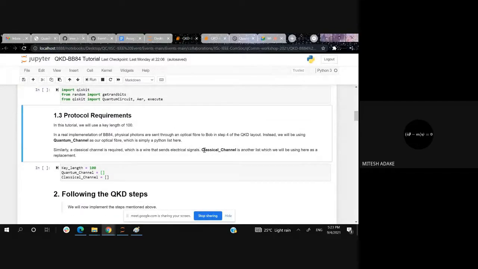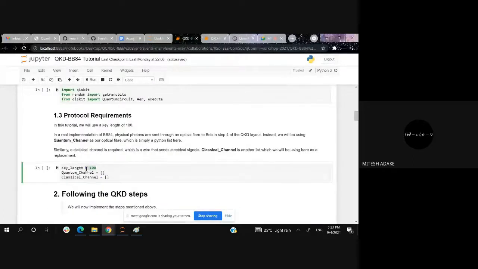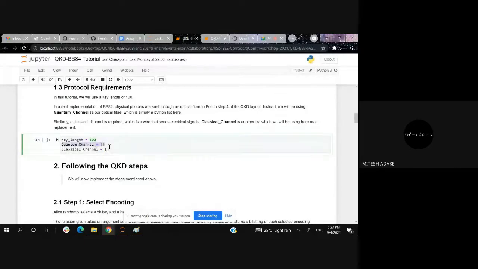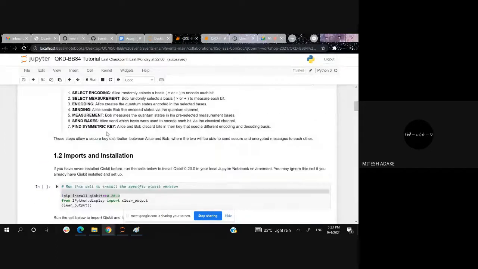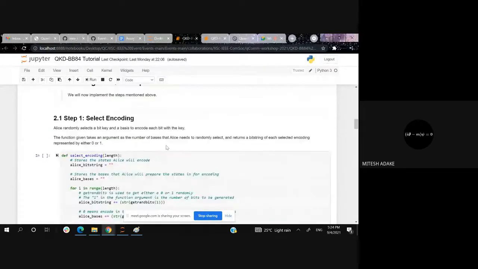And in the protocol requirements, we'll first need a key length, because we need to filter out, as I said, and later select equal bases and equal bits obtained from Alice's and Bob's outputs. So the final shared key will be less than 100. You can increase or decrease it, it's up to you. And this is just a hypothetical channel that I have set so that it would be easy to understand: we are defining a quantum channel as an empty list for now, and later on we'll append various circuits to that list, so that it shows the circuit can be transferred from Alice to Bob. And the classical channel, as I mentioned, we need to transfer the basis selected by Alice. So these are the two requirements, and the key length as well.